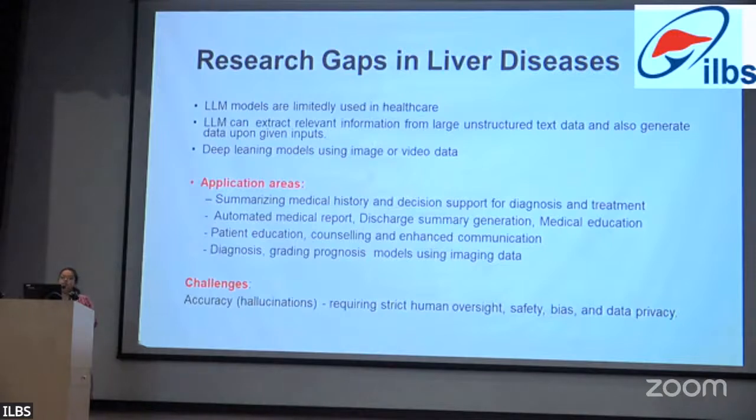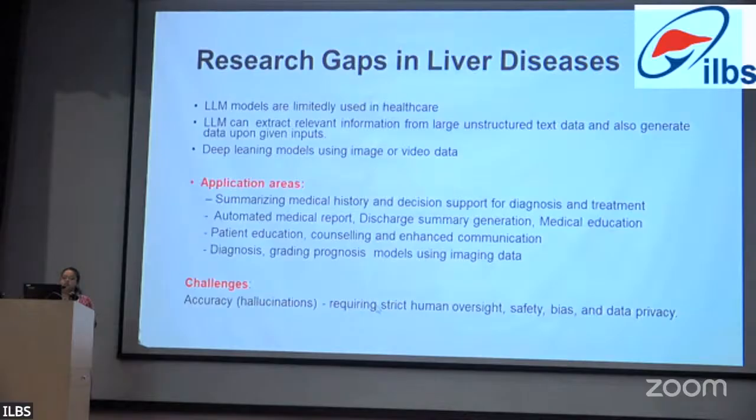So there is LLM-based research, and another is deep learning model-based research using image or video data for diagnostics, risk prediction, or identification of treatment failure, like liver transplant failure or other surgical failure, which can be assessed using imaging data also. So these are some application areas I have already summarized.